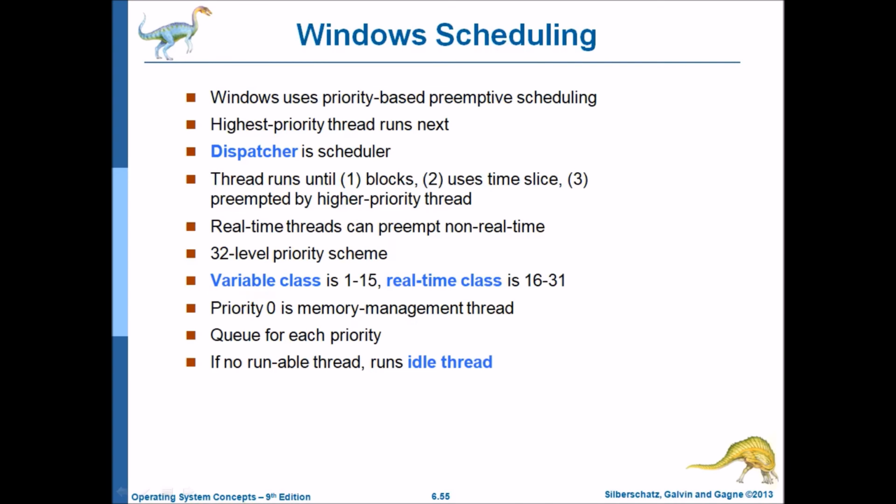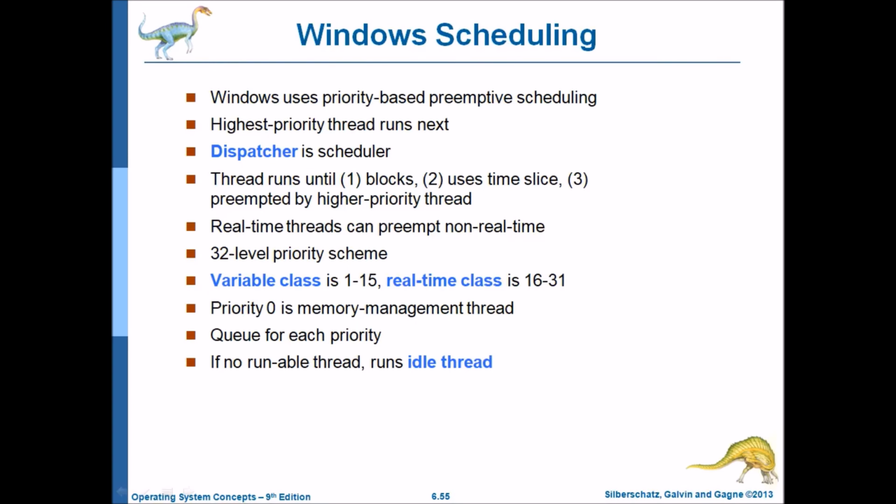The portion of the Windows kernel thread that handles scheduling is called the dispatcher. A thread selected to run by the dispatcher will run until it is blocked, uses its time slice, or is preempted by a higher priority thread. Real-time threads can preempt a non-real-time thread. This preemption gives a real-time thread preferential access to the CPU when the thread needs such access.